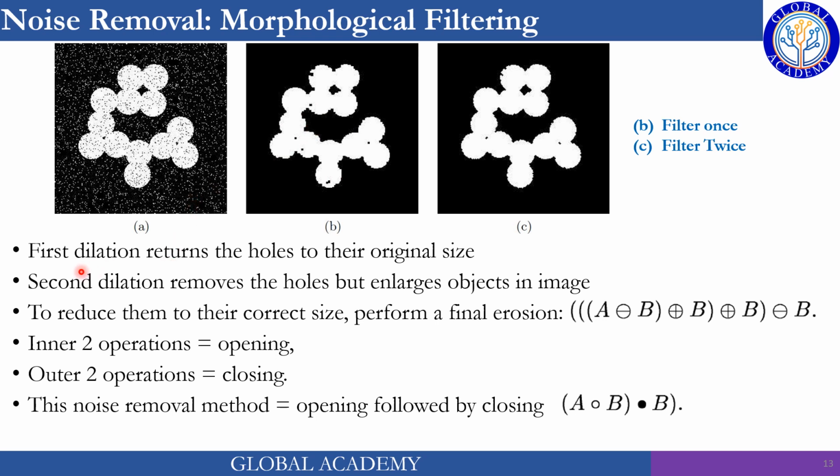So the first dilation returns holes to their original size, the second dilation removes the holes but enlarges objects in size. To reduce them to their correct size, perform a final erosion. So it's like erosion, dilation, and then erosion. So we can say that the inner two operations, A eroded first with B and then dilated, are like opening, and the overall outer two operations, first dilation and then erosion, are like closing. So opening followed by closing, simply.